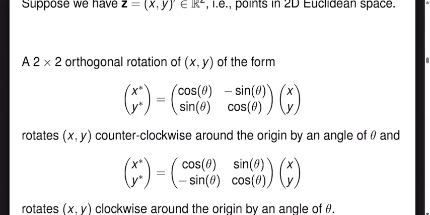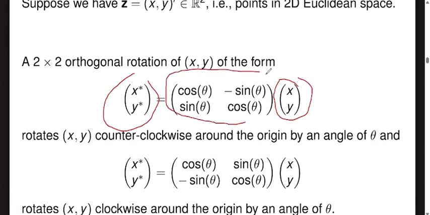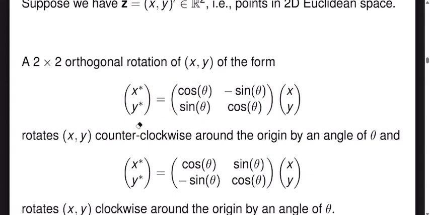In mathematics, it means if I have x and y, and I want a new set of variables, x star and y star, I rotate this to get this. There is going to be an angle theta for the rotation, and that's why you have trigonometric functions. That is what we're going to use for the rotation. We can go counterclockwise, and we can go clockwise as well.